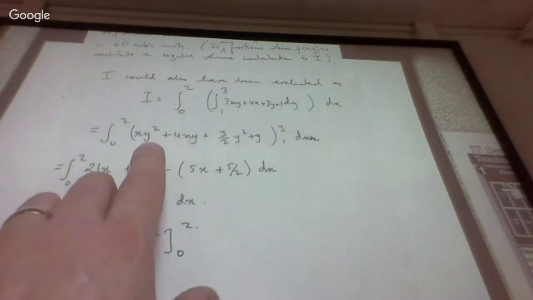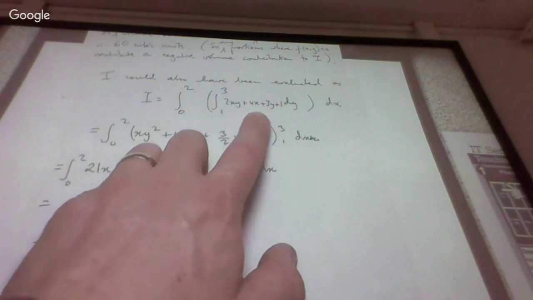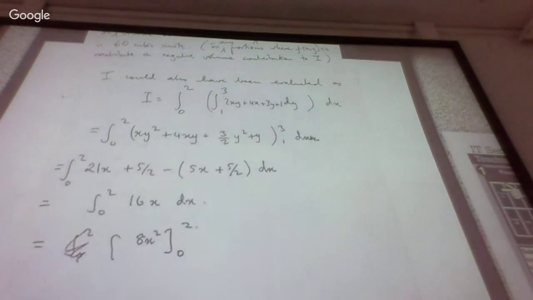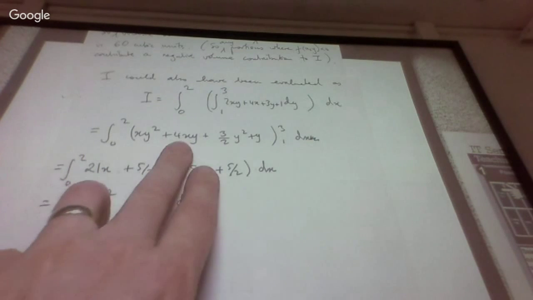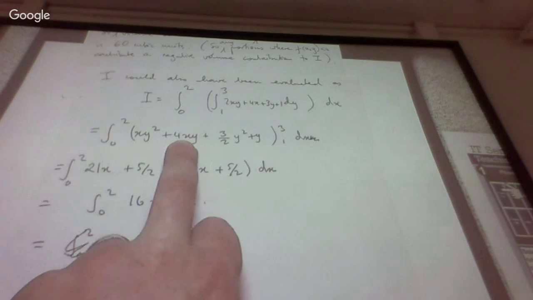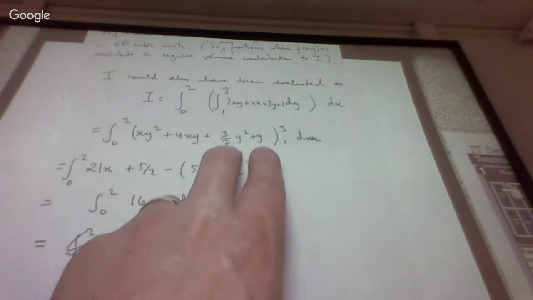So when you put the 3 in, well, let's make sure it started off the right way. 2xy plus 4x plus 3y plus 1. xy squared, 4xy, 3 over 2 y squared plus y.